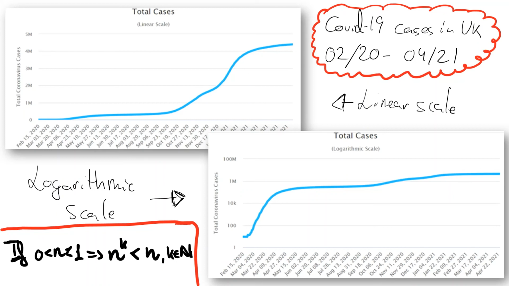This is why you could hear experts obsessing about the importance of decreasing the rate of infection below 1, because if n is a number between 0 and 1, then n to the power of k is less than n for a natural number k. And if the rate of infection k is kept below 1, the virus will eventually extinguish and the pandemic disappear.